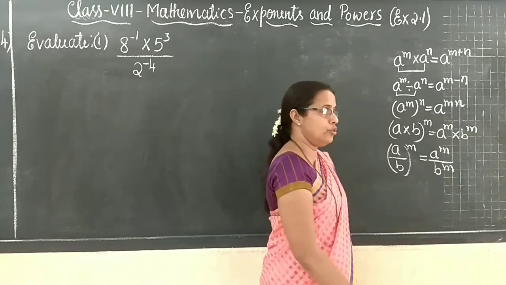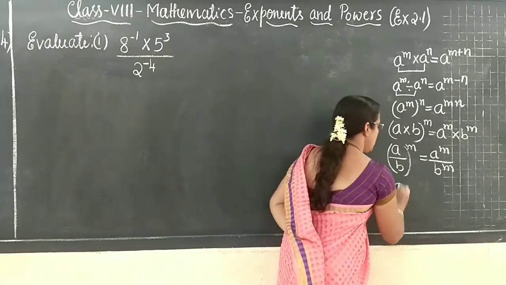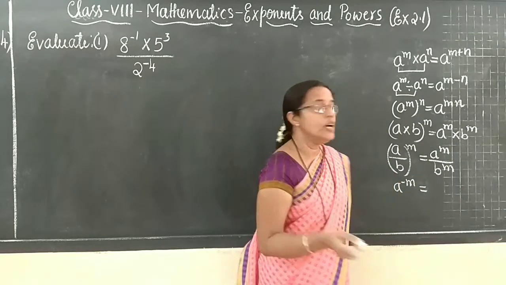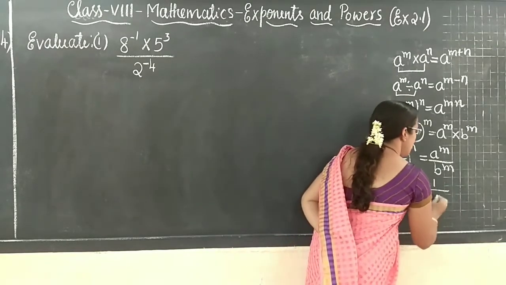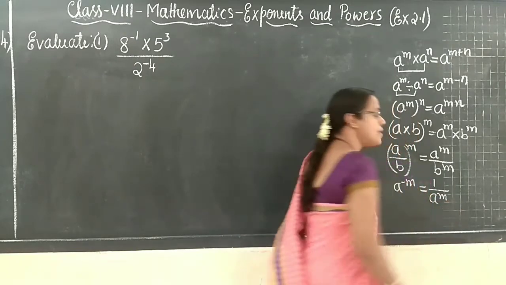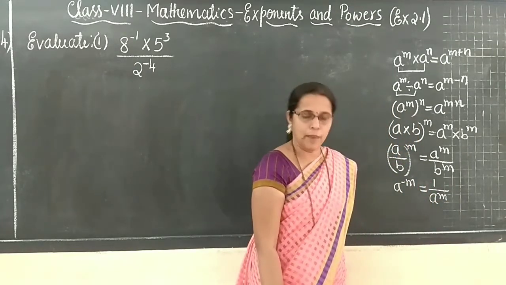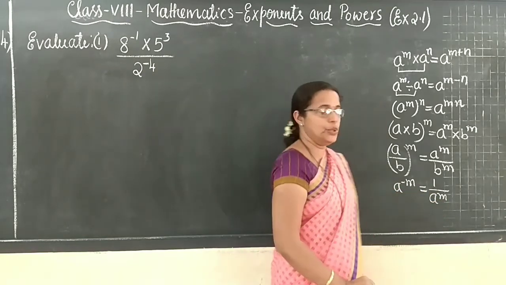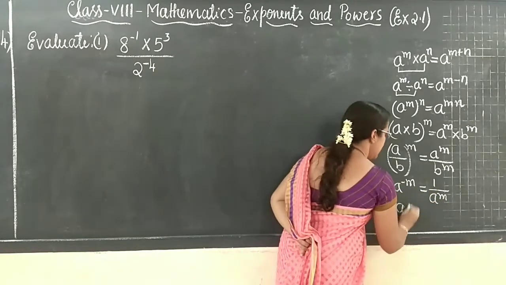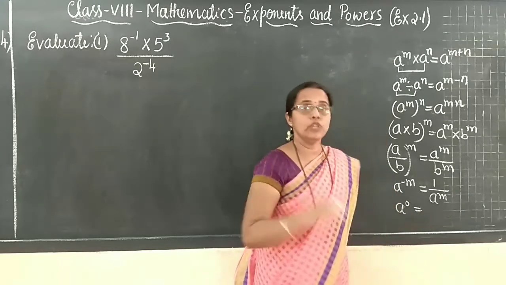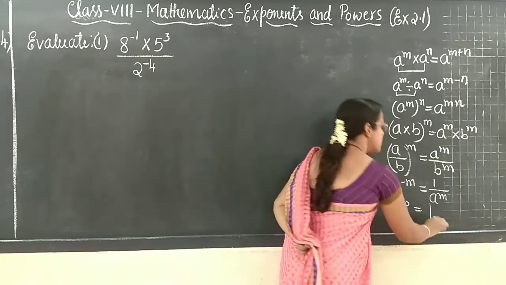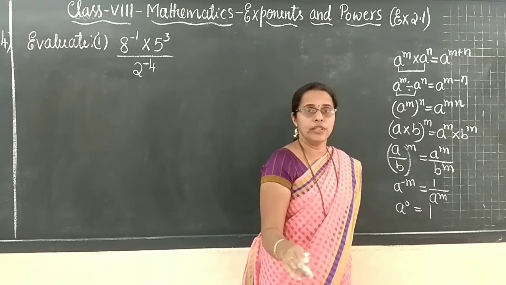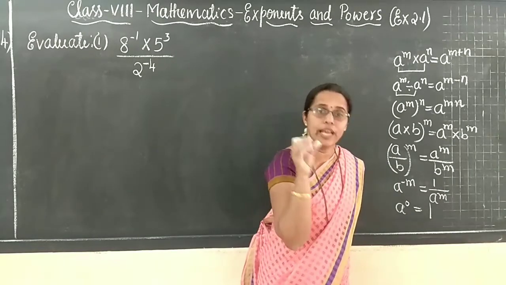One more thing you have to recall, that is a to the power minus m. When the power is negative, how do we make it positive? You have to write a to the power minus m as 1 by a to the power m. M will become positive. Okay, so if it is a to the power 0, anything to the power 0 is always 1. Any bigger number, in that matter, its power 0 means the full answer is only 1.